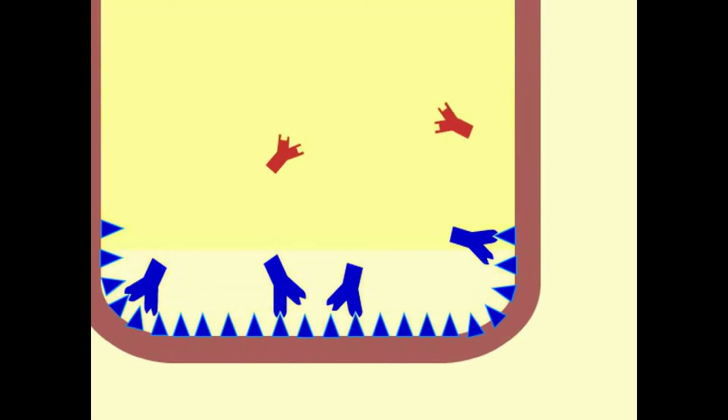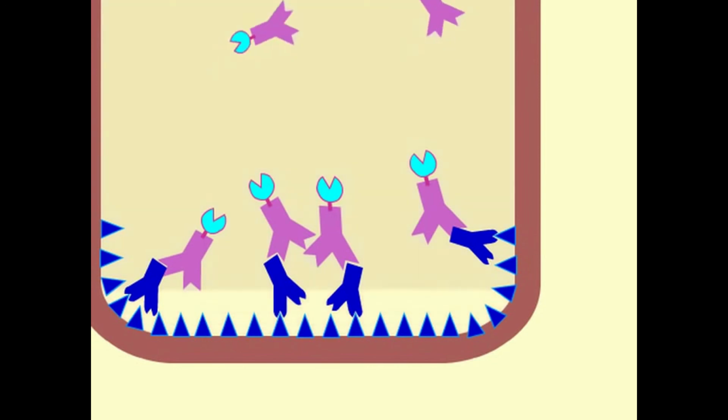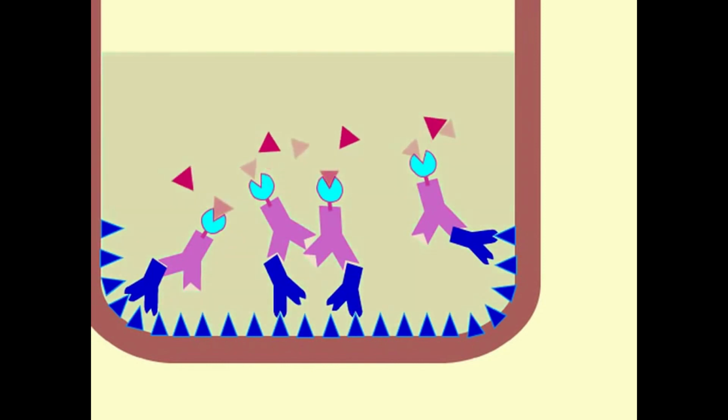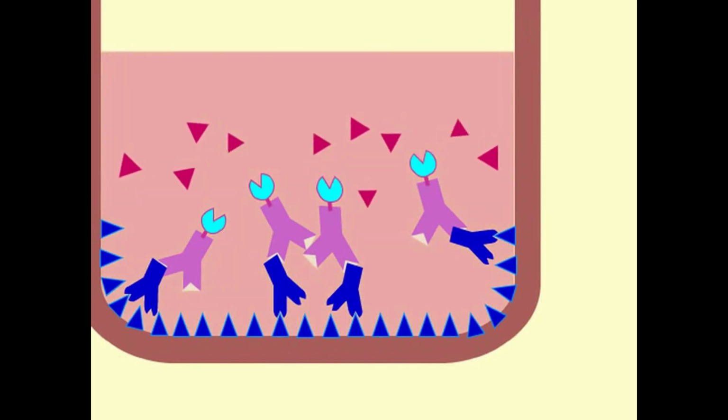The wells are then washed out to remove all unbound antibodies. Next, a solution of an animal antibody against human antibodies is added. This second antibody is covalently conjugated to an enzyme. The wells are washed again, this time to remove any unbound enzyme-conjugated antibody. Finally, a solution of a chromogenic enzyme substrate is added. The interaction of the substrate with the enzyme on the second antibody generates visible color.